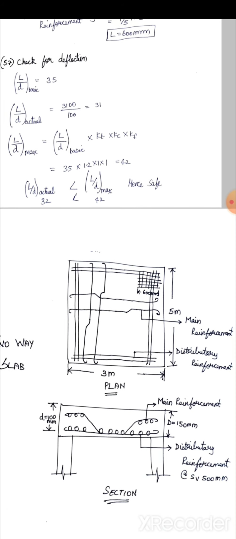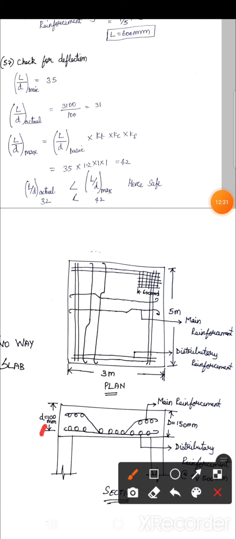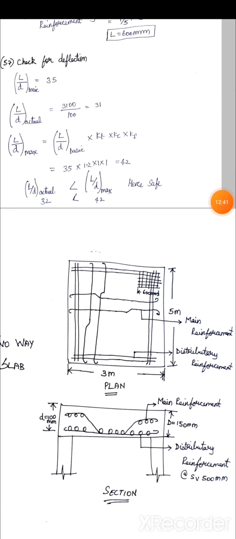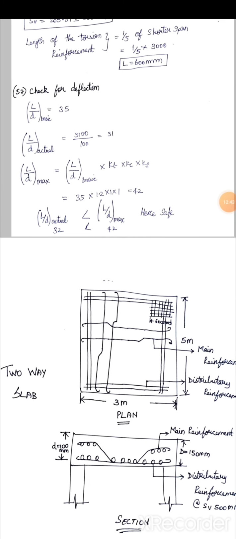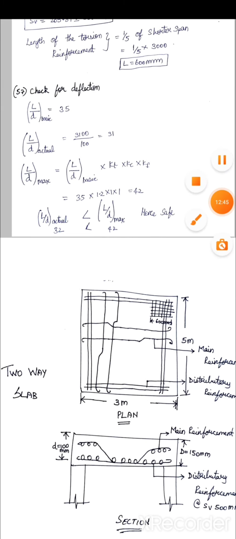Next is diagram of two-way slab. Two-way slab is here. Effective depth is 100. Overall depth is 150. Top is marked as main reinforcement. Bottom is distributory reinforcement. Thank you.